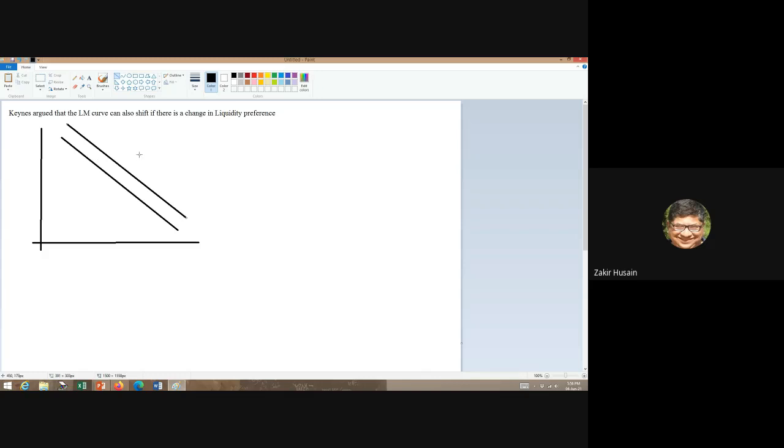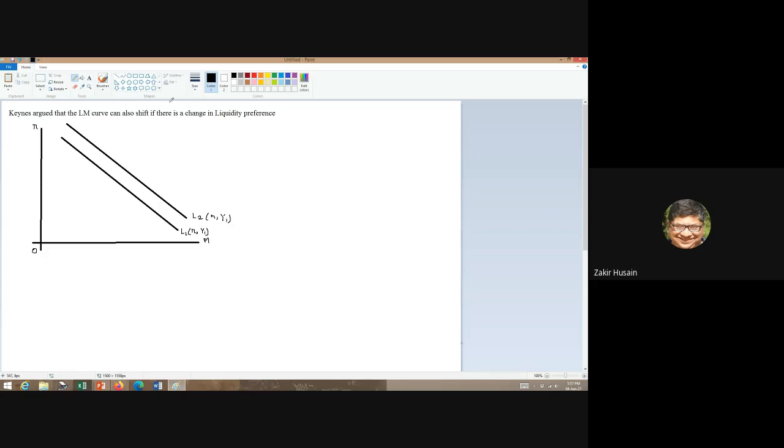It can occur because of two reasons. One is that the k in the transactions demand component has increased, or the second is that the liquidity preference component changes. So for either reason, we can have a shift in the money demand function. So I'm writing this as L1(R, Y1), and this is L2(R, Y1).